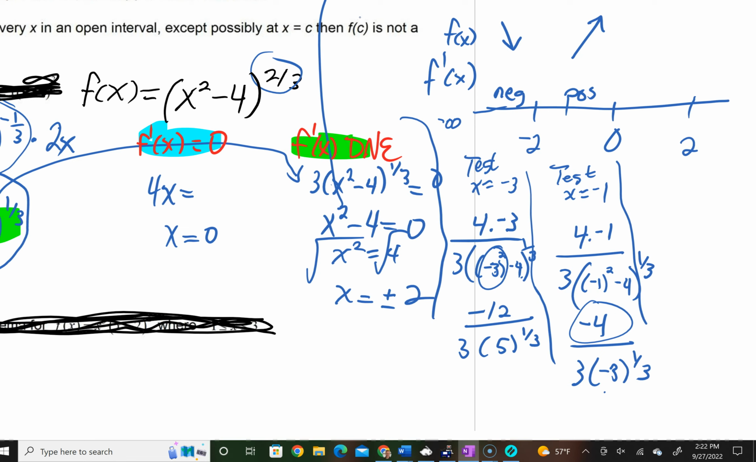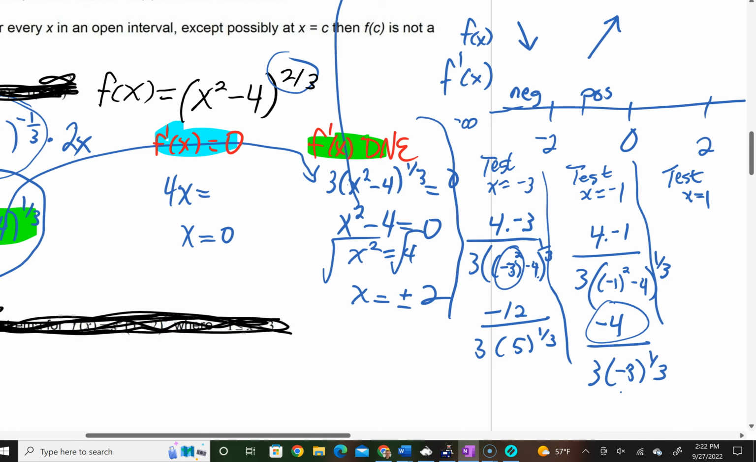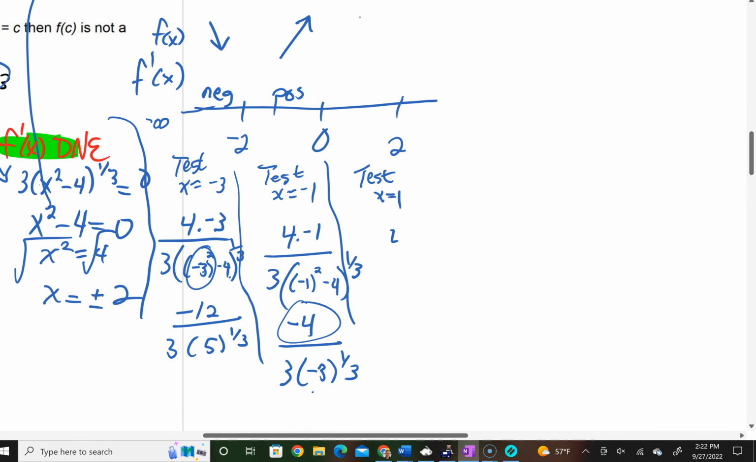And that might be one of the biggest misconceptions that kids get. They'll say, oh my gosh, this is tedious. I'm having to plug all this in and check it. Yeah, I know. It's not the funnest thing. But listen, just double check it. You plug in a 1 right here. It's 4 times 1, right? And down below you'll have your 3, and then you'll have 1 squared minus 4, and you've got your 1/3 power. Ooh, tell me about this. Positive or negative?